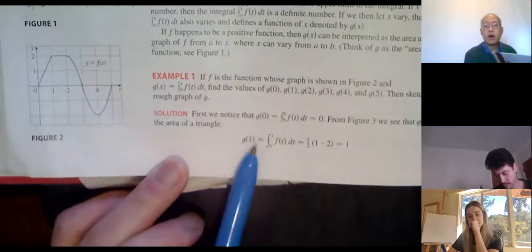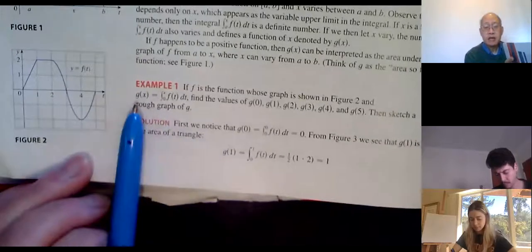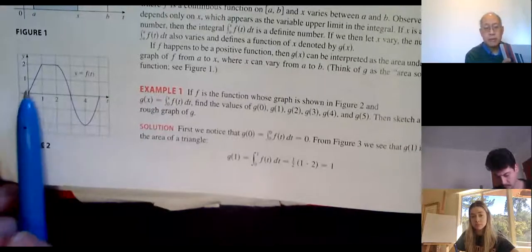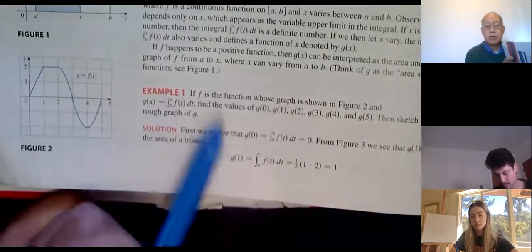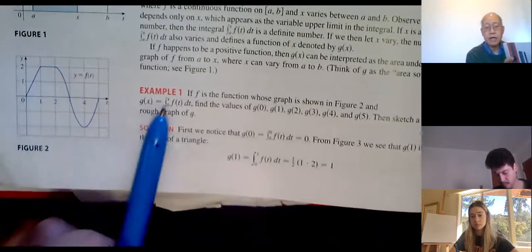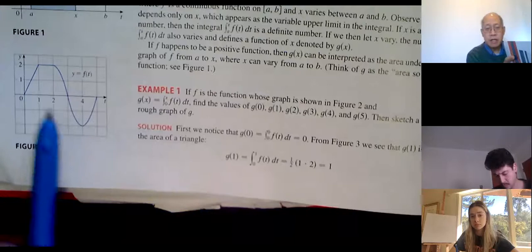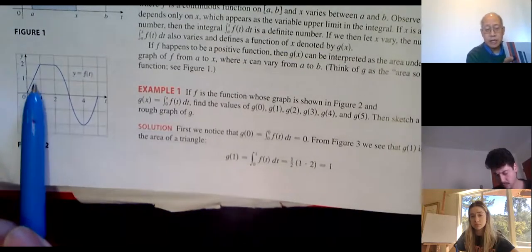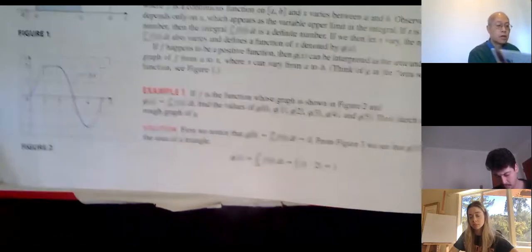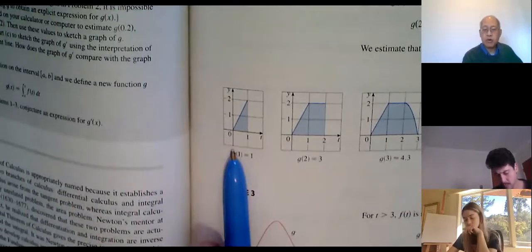So g of 1 means, okay, in this case, g of x is defined as the integral from 0 to x of f of t dt. So 0 is fixed, but you keep moving x around. So g of 0 means integral from 0 to 0. We know that's 0, right? The 0 on the bottom is fixed. Now we move the x on top. G of 1 means the integral from 0 to 1. So that's going to be 1 unit, right? 1/2 base times height. Okay, so they got the picture over here. G of 1 is 1.